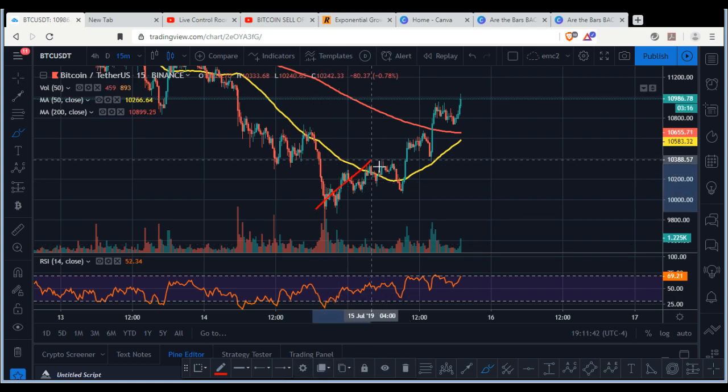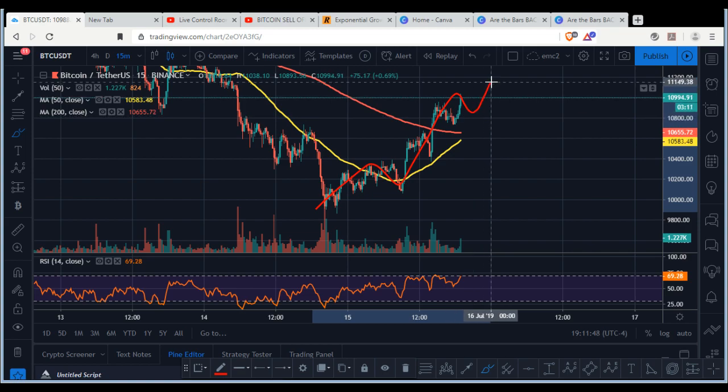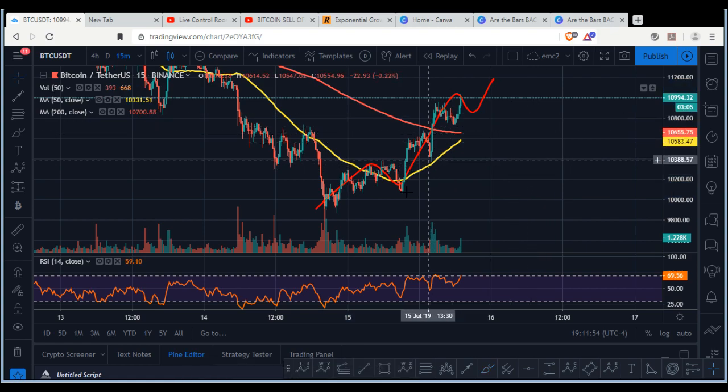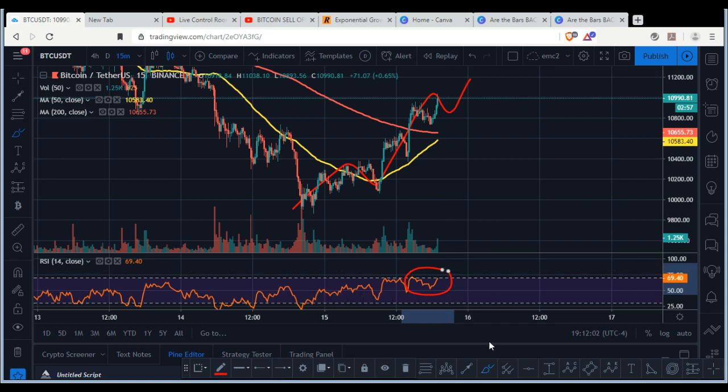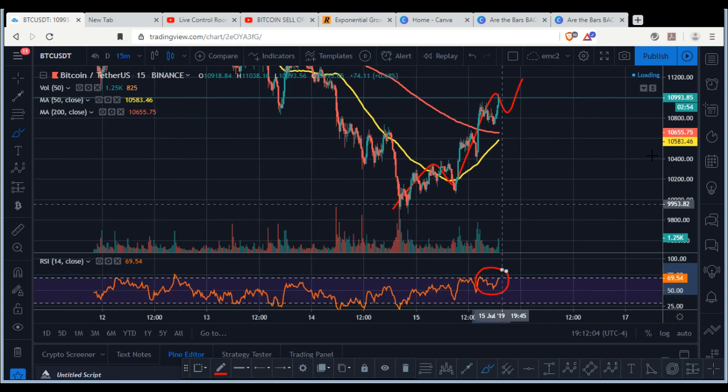You got your 5 waves. So it seems like we still can go up to 11.2 to 11.4, because you still got some more momentum. The RSI is not overbought, not oversold. So the RSI is looking good. It's not even overbought yet. So it is looking good.